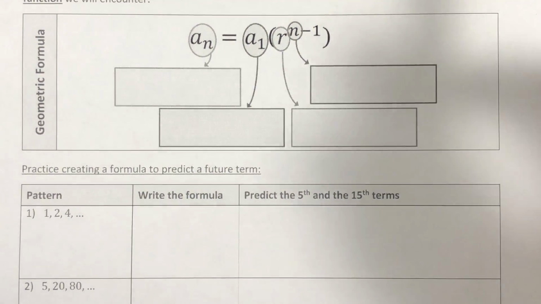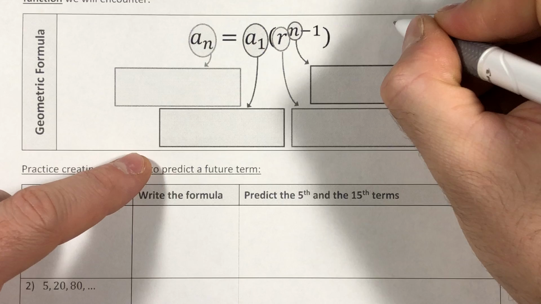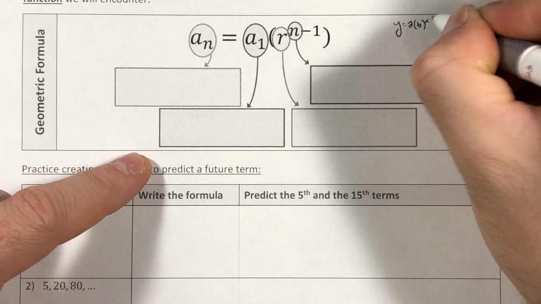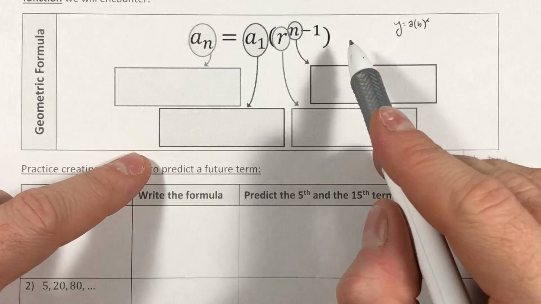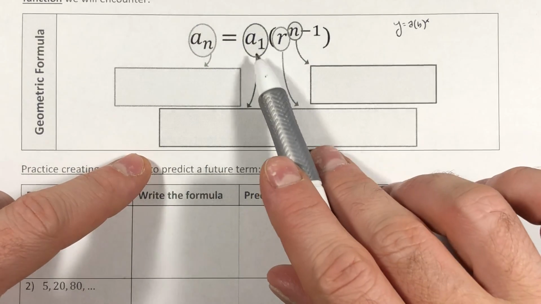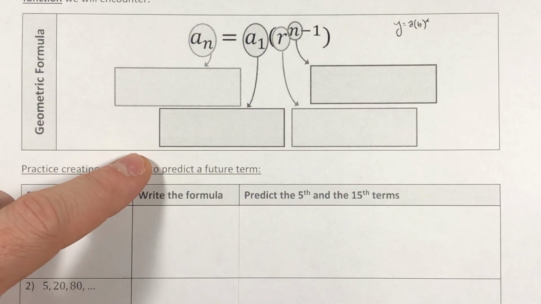Now you notice this looks a lot like the exponential form, and if you're familiar with exponential form, you'll remember that y equals a times b to the power of x. We're seeing something very similar here: a starting value, a growth rate, and a power. So let's go ahead and describe that.